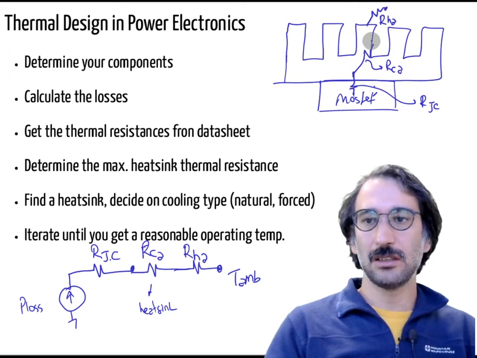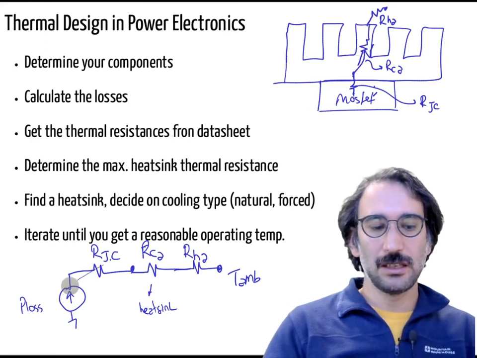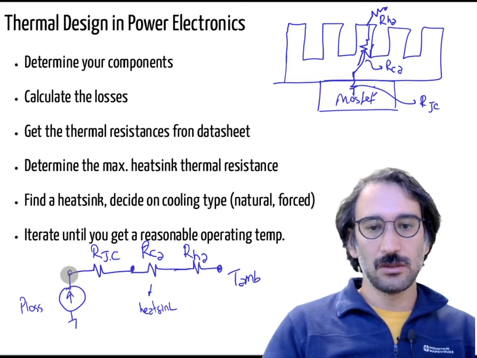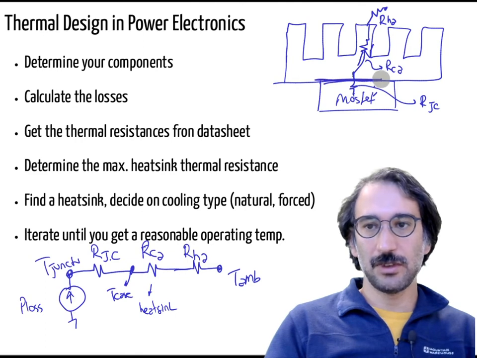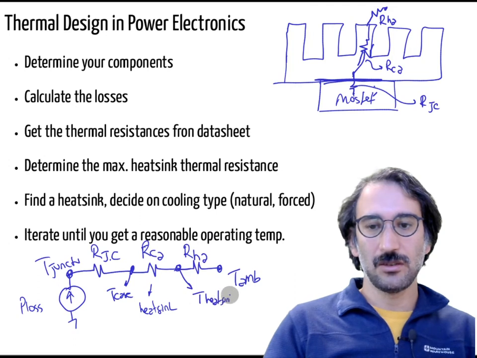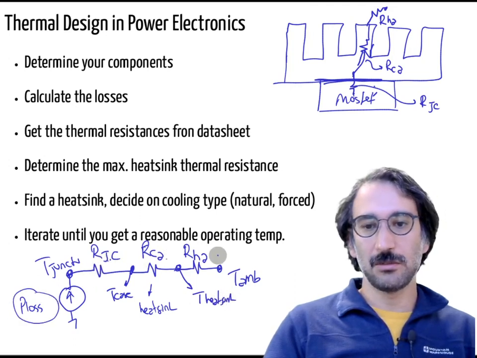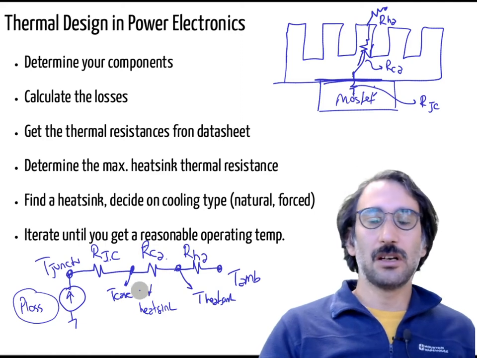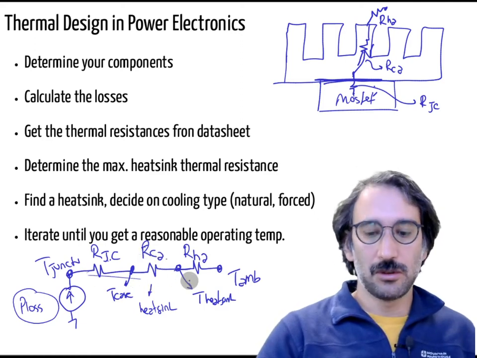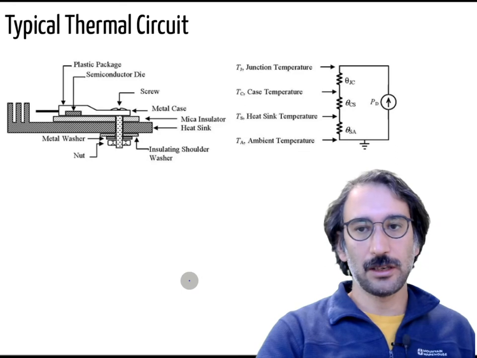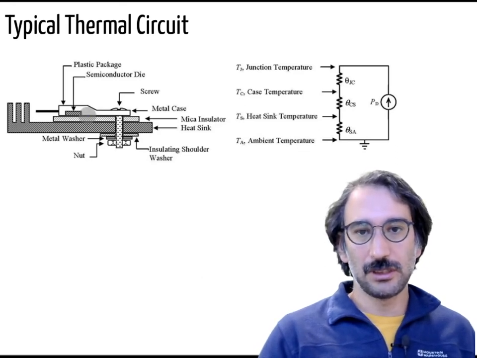So again, by using all those resistances, if you can calculate the power loss, you can calculate the junction temperature here. This can be your case temperature, the case temperature of the MOSFET, and this can be your T heatsink. Depending on your power and the distribution of those resistances, you can calculate the operating temperature for all these elements. Again, here you see a more detailed example.